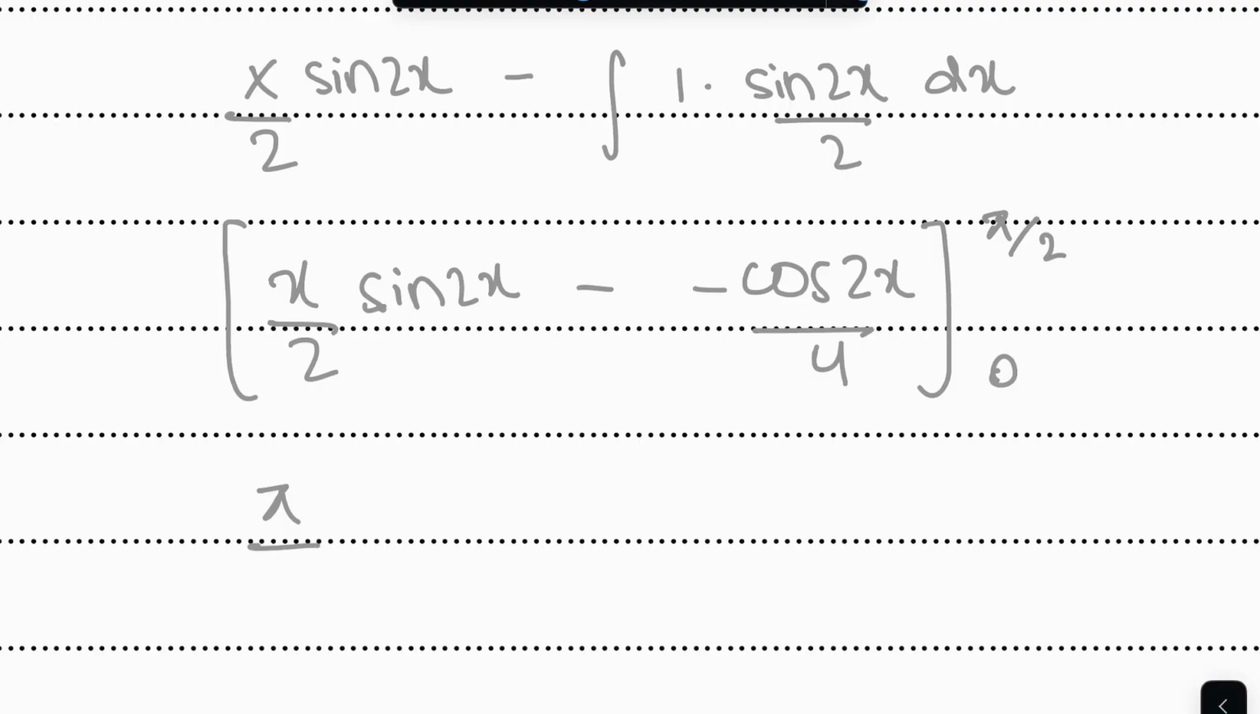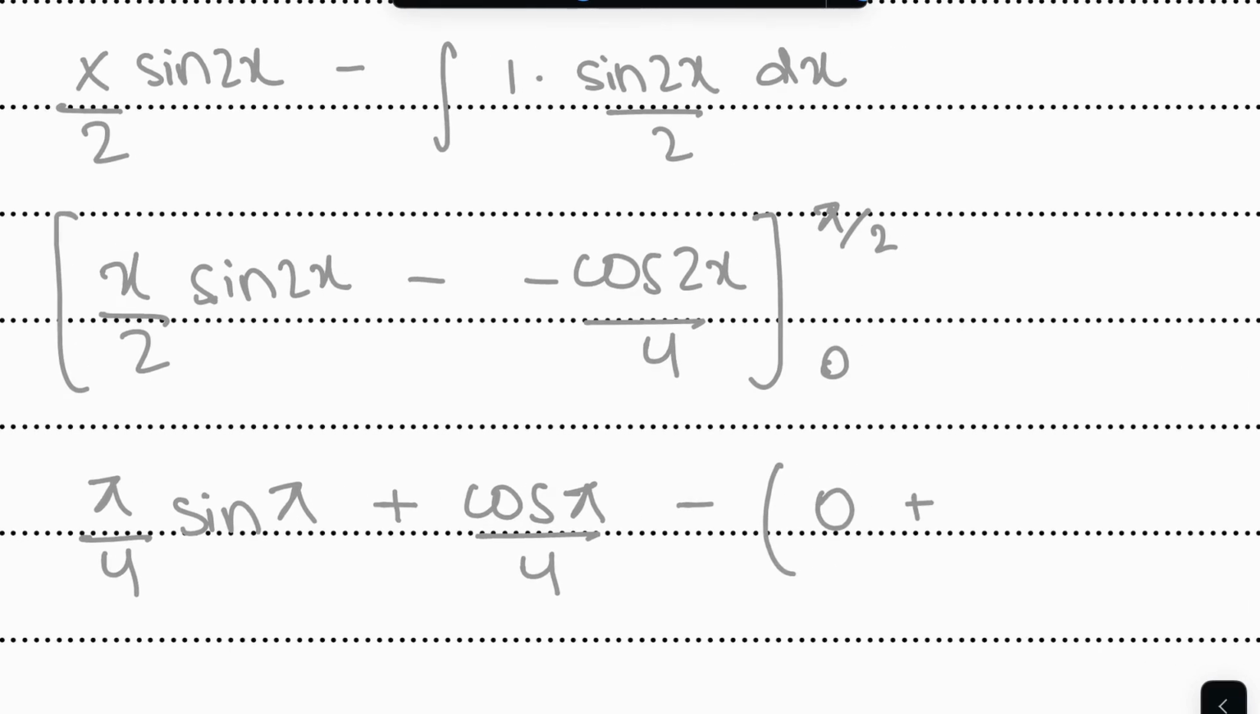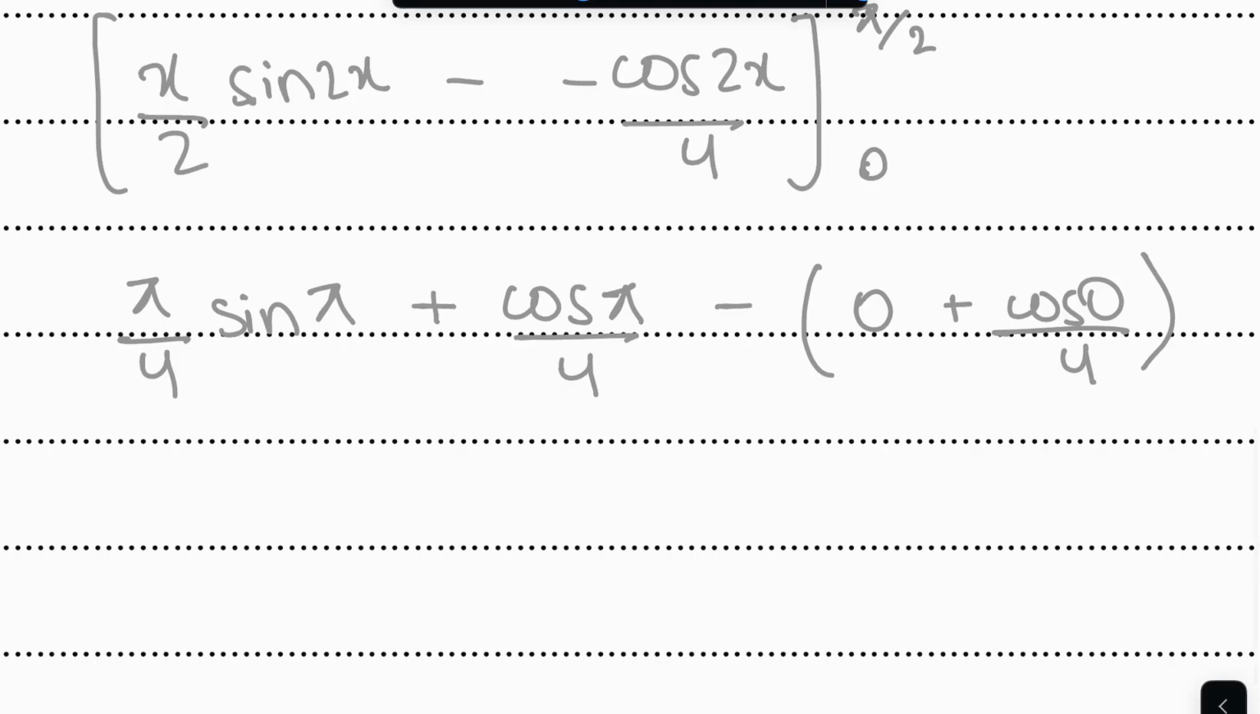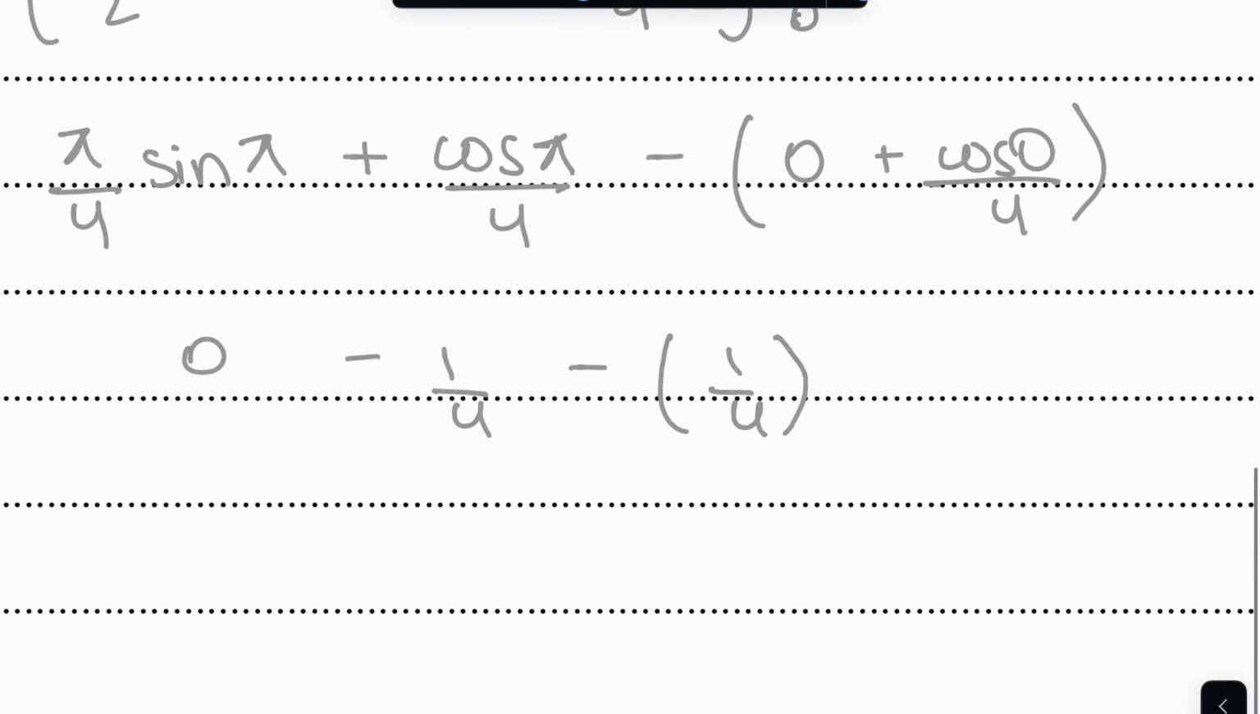So if we substitute that in, we have pi over 4 sine pi plus, because the minus and minus will become plus, cos pi over 4, minus this will become 0, and then cos 0 over 4. So let's check what these values are. Pi over 4 times sine pi would become 0, and cos pi over 4 is minus 1 over 4, and then cos 0 is 1, so that is just minus 1 over 4. So minus 1 over 4 and minus 1 over 4 will give us minus half.